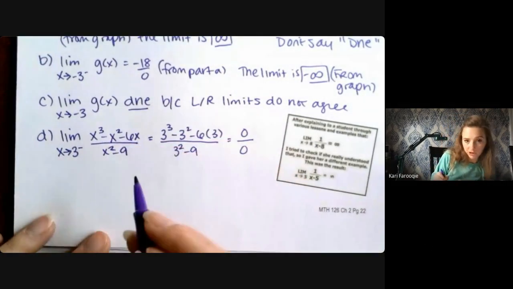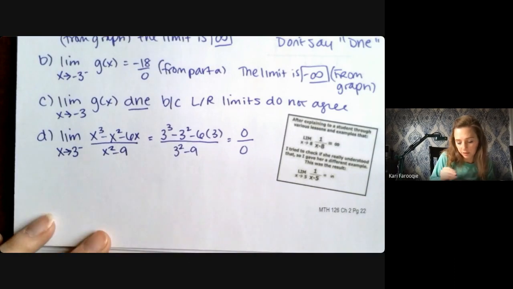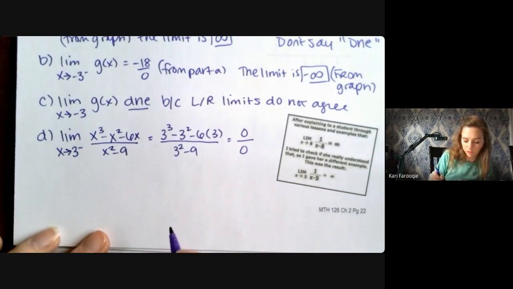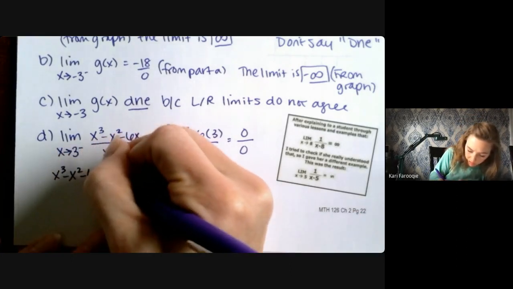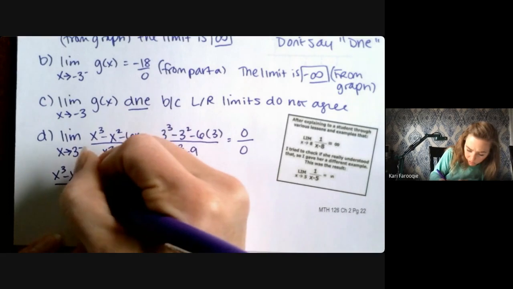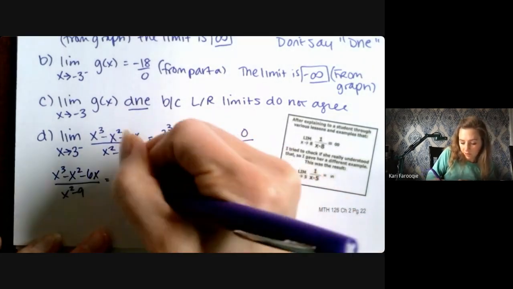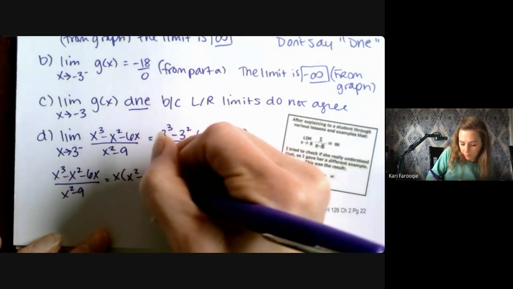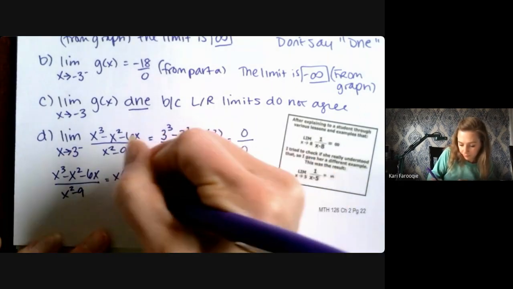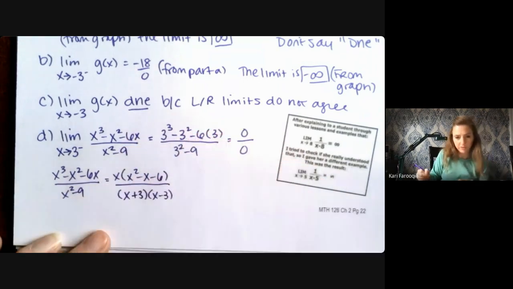So when we do algebra here, we're going to take out a common factor and rewrite this function as something a little bit simpler. We did this also in 2.4. So I'm going to take x cubed minus x squared minus 6x, taking it out of the limit for a second, over x squared minus 9. And I'm going to rewrite it by factoring. I can take out an x in the numerator. In the denominator, I can rewrite this as a difference of two squares.